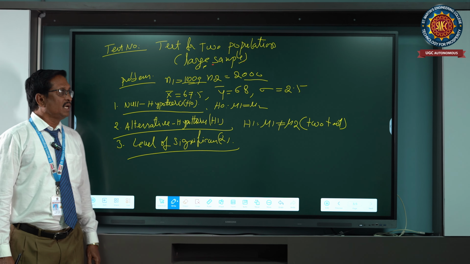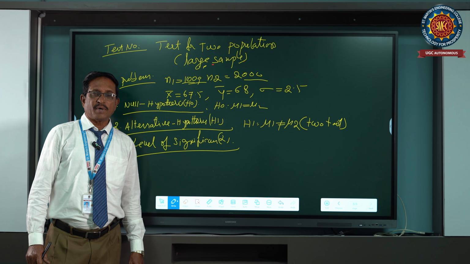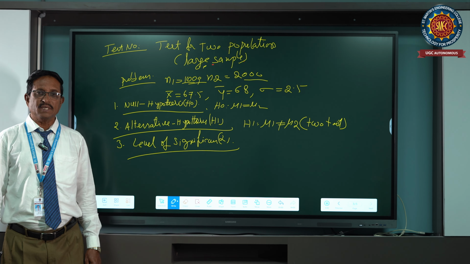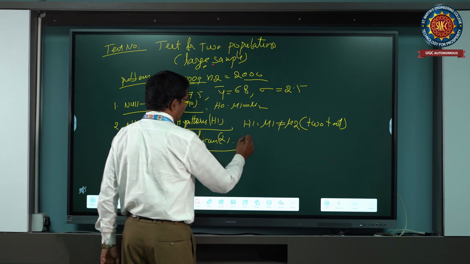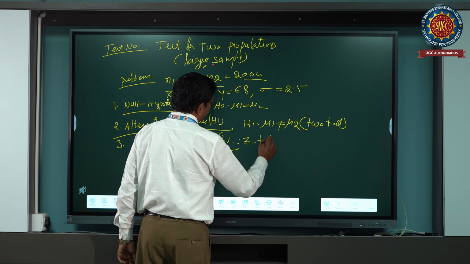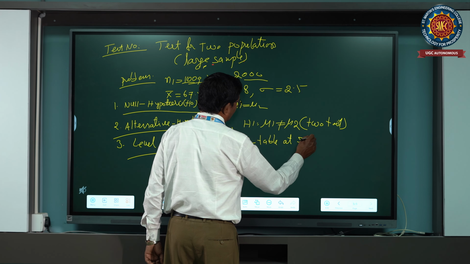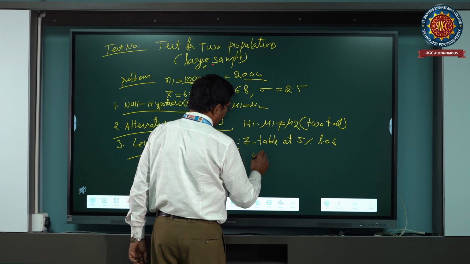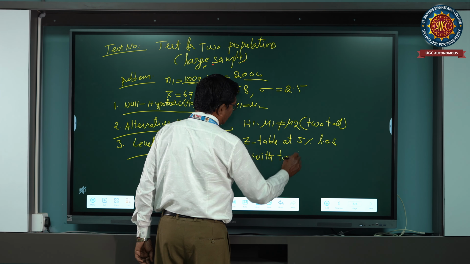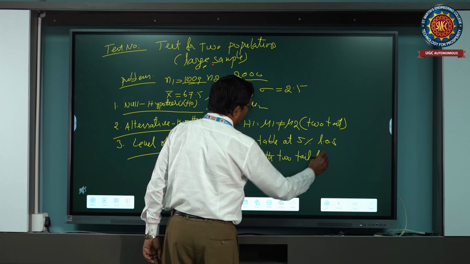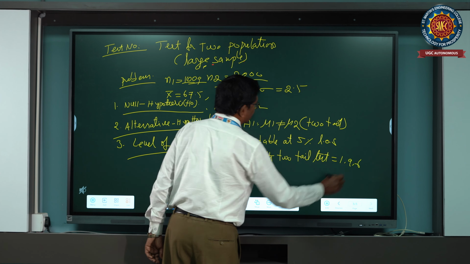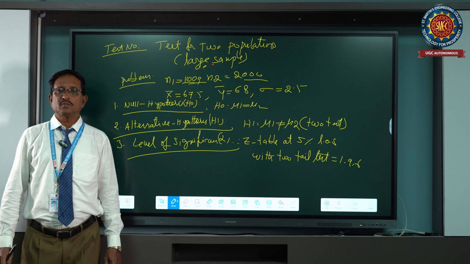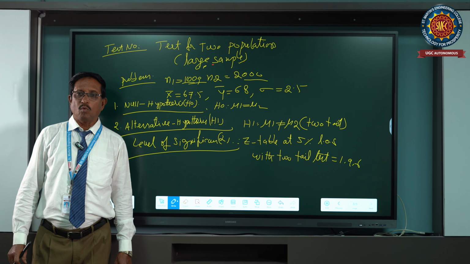But according to this problem, the level of significance, percentage, critical value or confidence interval is not available. If not available, we go for 5%. That's why the Z table value at 5% level of significance with a two-tail test is equal to 1.96. This is a fixed value, because Z values are fixed values. So at the level of significance, Z is equal to 1.96.